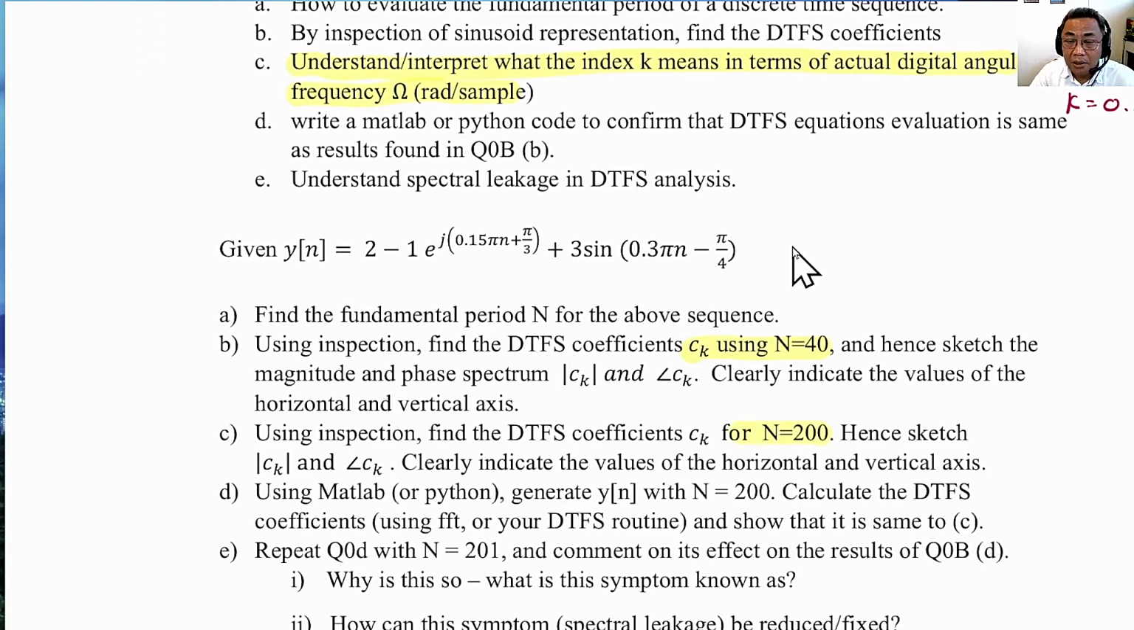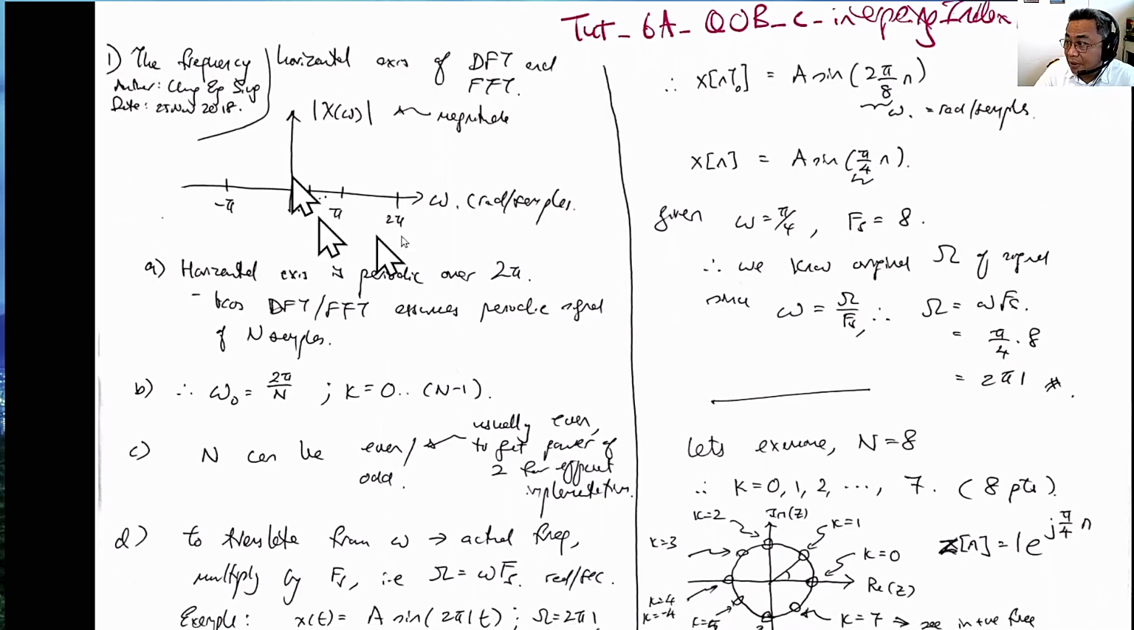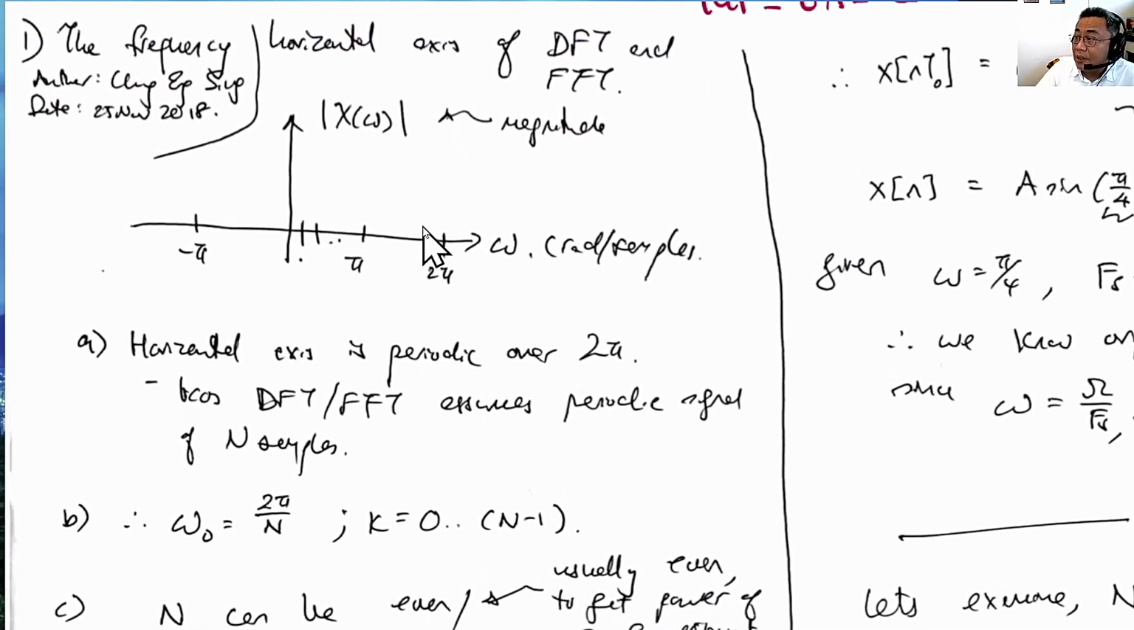Let's first revise what Ck means in the horizontal axis. Take a look at this PDF, Tutorial 6A, Question 0B, Part C, Interpreting Index k. I've written down the answers here, and I will now use this writing to explain the question. Now, this is the magnitude spectrum, and this is the horizontal axis. Typically in the spectrum, we are interested in the values from 0 to 2 pi, or 0 to pi, or from minus pi to pi.